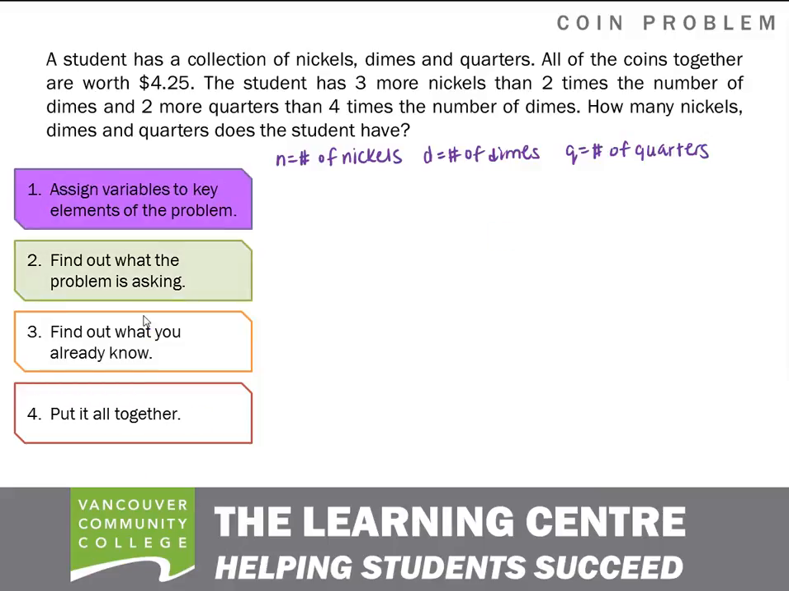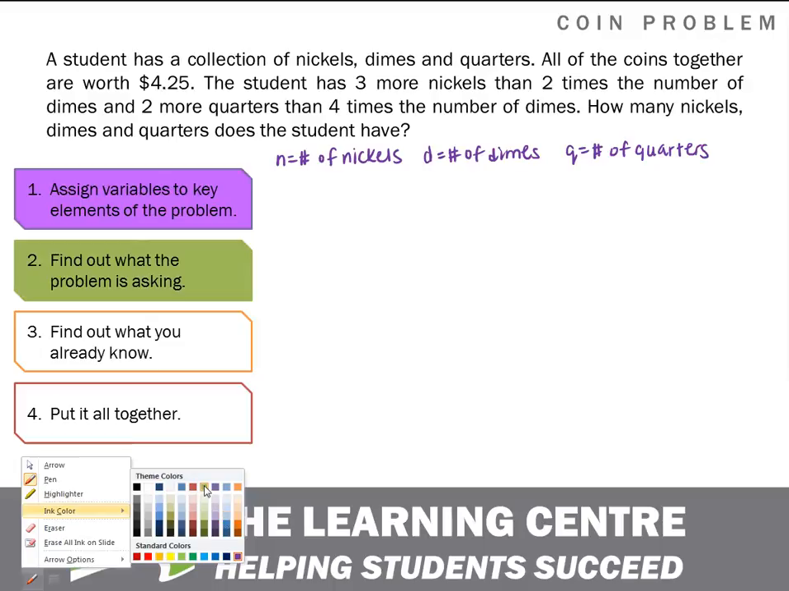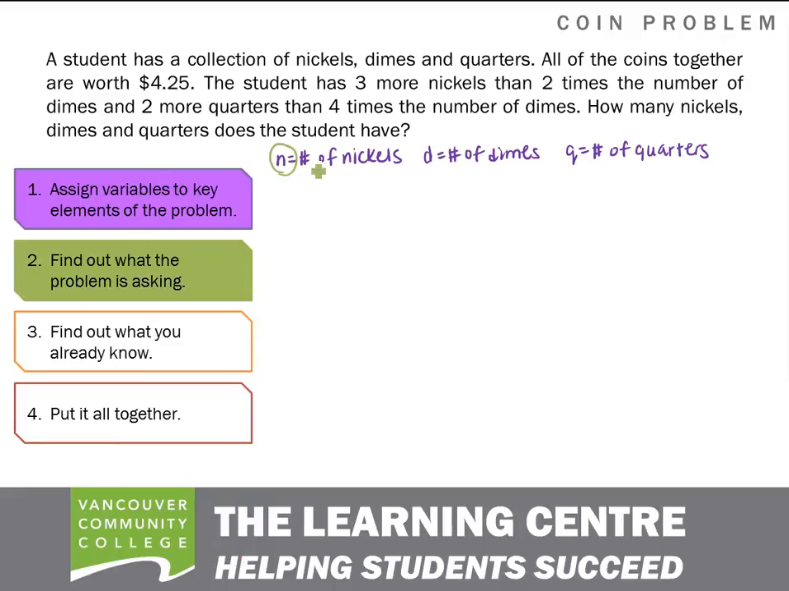Next, we have to find out what exactly the problem wants. The problem wants you to find what n is, what d is, and what q is. And then, we have to find out what we already know from the problem.